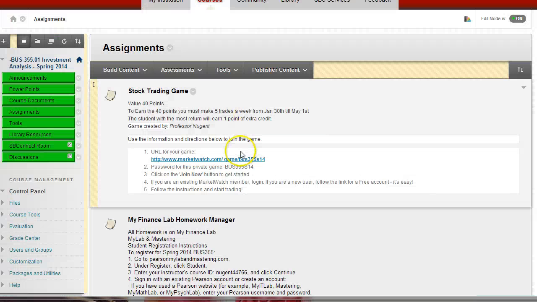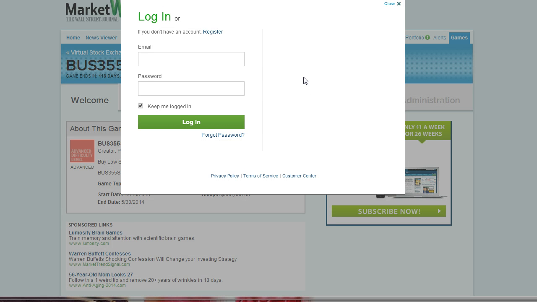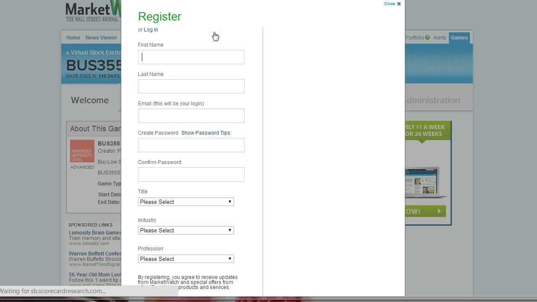Now, I have a password here. The password for the game is BUS355S14. That's the name of the game and the password. So we're going to go over here, and where it says join, you're going to type in the password here and click join. Now, most of you probably don't have a MarketWatch account, so you're going to have to register.